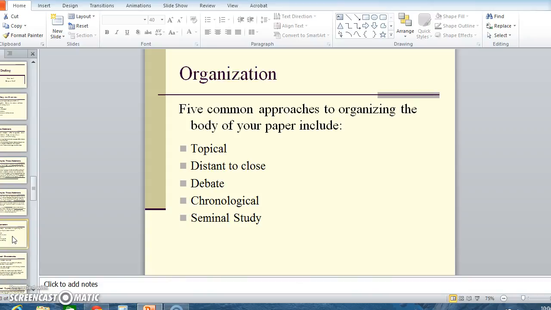Organizing your literature review can be tricky, and so it's nice to know that there are 5 common approaches to organizing the body paper: topical, distance to close, debate, chronological, and seminal. For most of you, you're going to be looking at topical, possibly debate, or chronological.